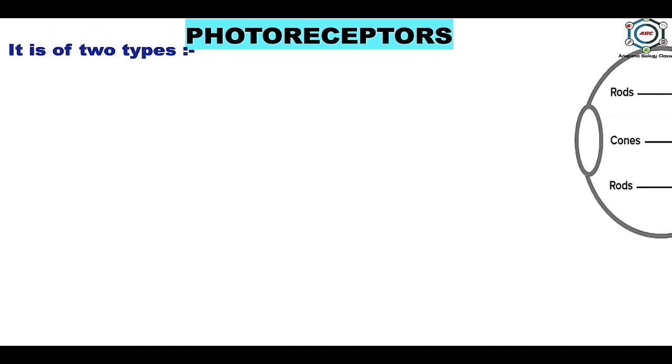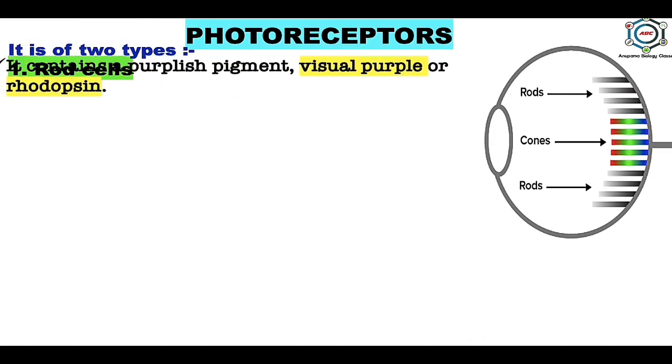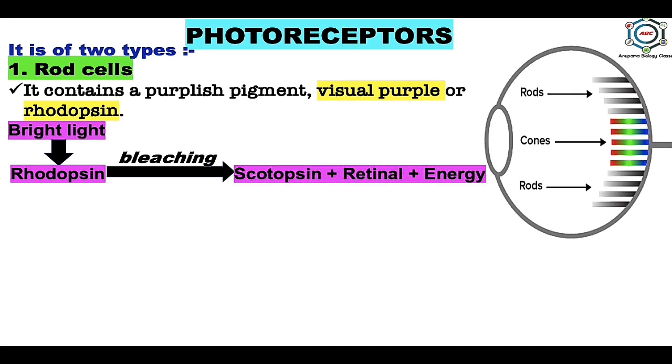After that, the photoreceptors. And it is of two types. First one is rod cells. It contains a purplish pigment, visual purple or rhodopsin, and it functions in dim light and at night. Here, a bright light splits rhodopsin into scotopsin, retinal and energy. This process is called bleaching.